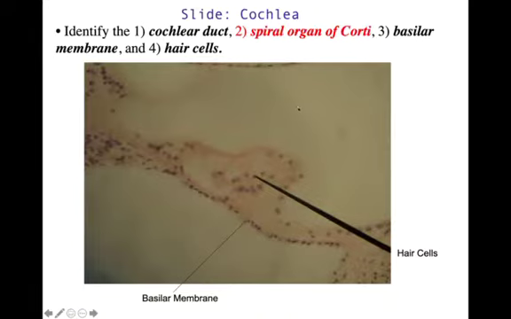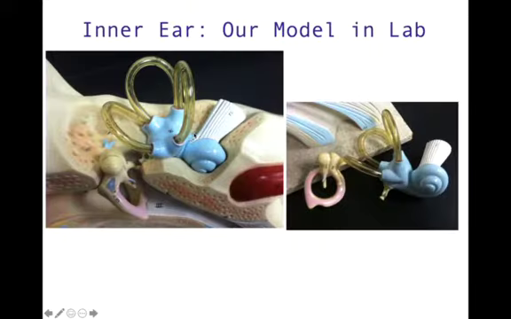Okay, so for your lab exam, you have to know the cochlear duct, you have to know the hair cells, you have to know the basilar membrane, and if I were to point all this together, well, you got to know this as the spiral organ of Corti. All right, so again, what would this look like in terms of our model?